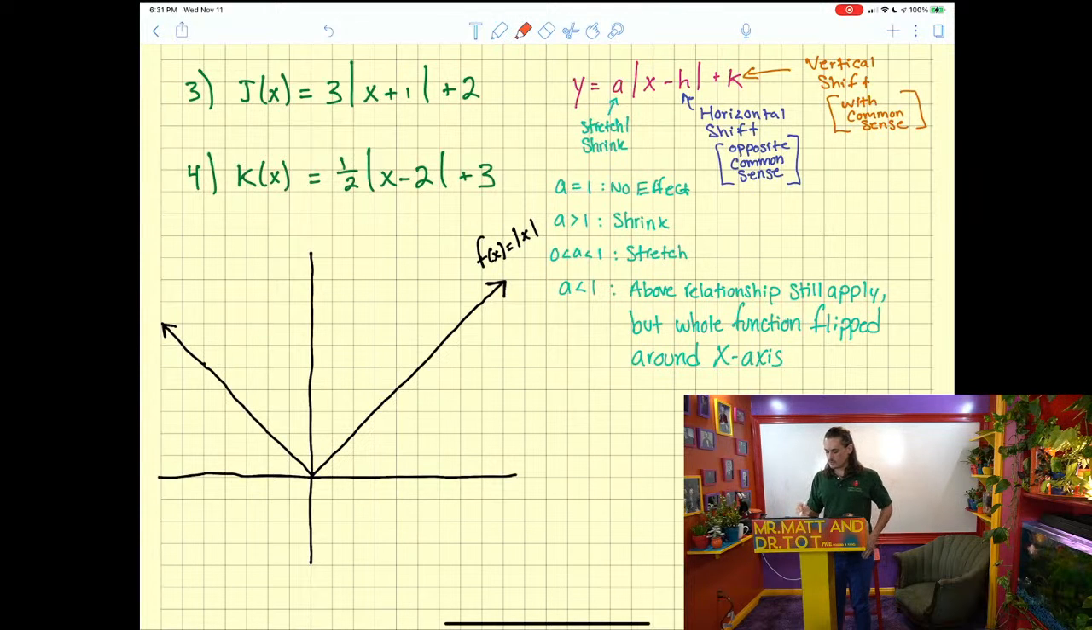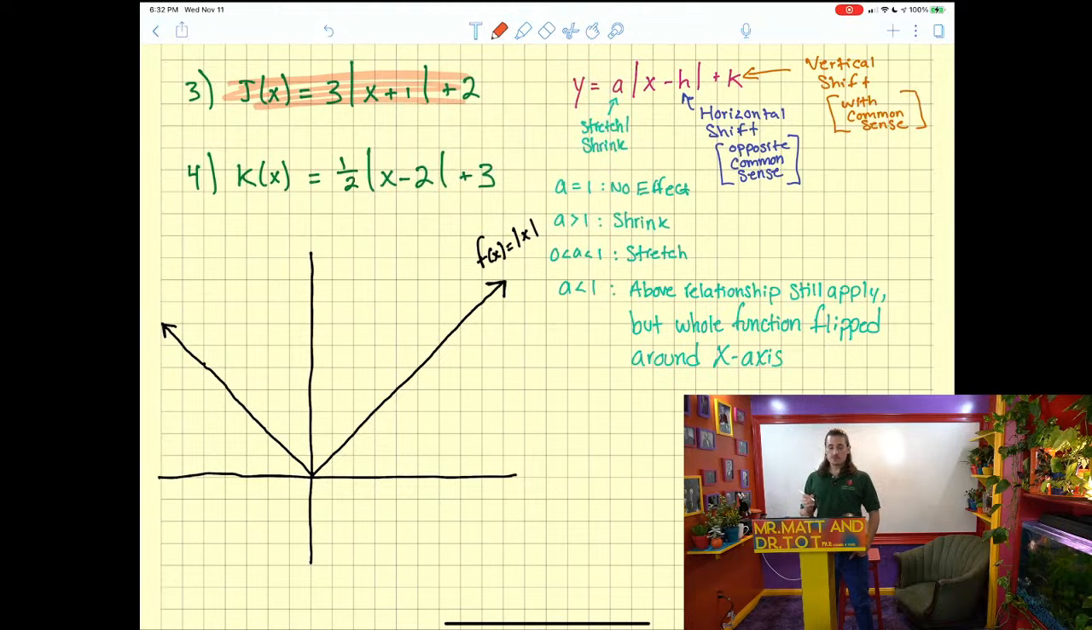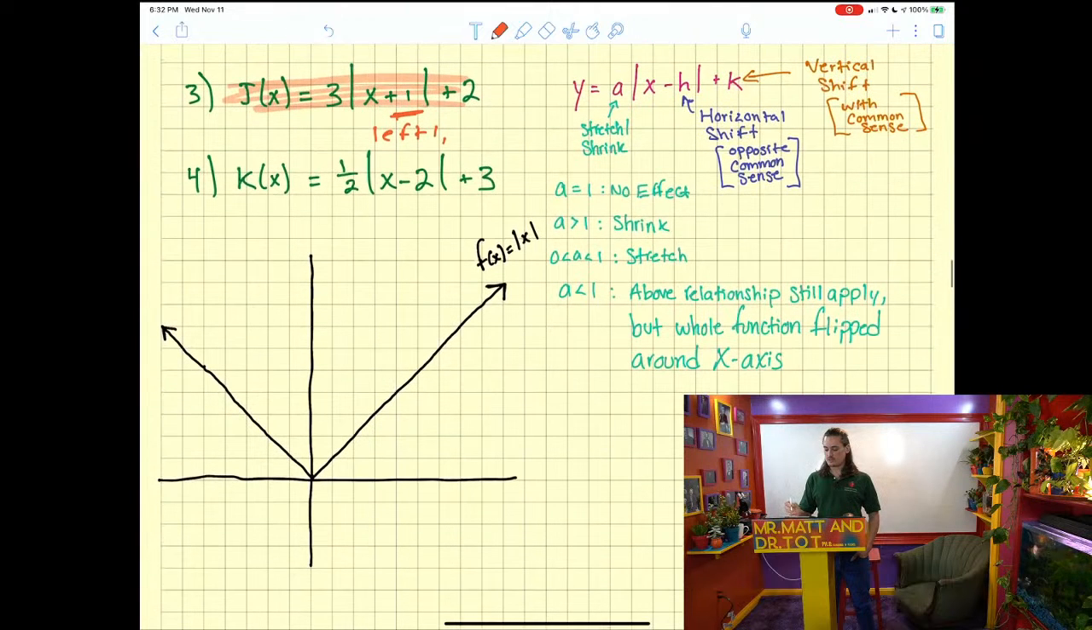Now let me do number 3 in orange. First I'm going to start with the vertex. I have an h value of positive 1. That's opposite common sense, so that's going to be left 1. I have a k value of positive 2. That goes with common sense, so that means left 1, up 2. So I'm going to go left 1, up 2, and this is my new vertex.